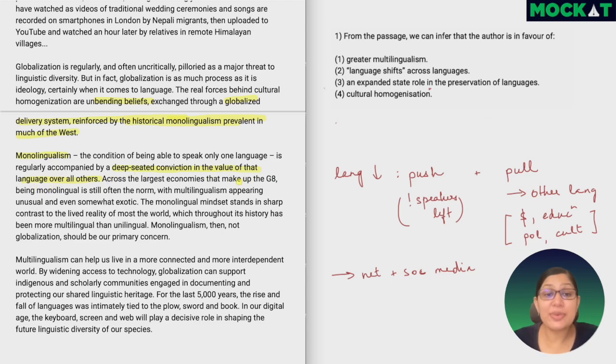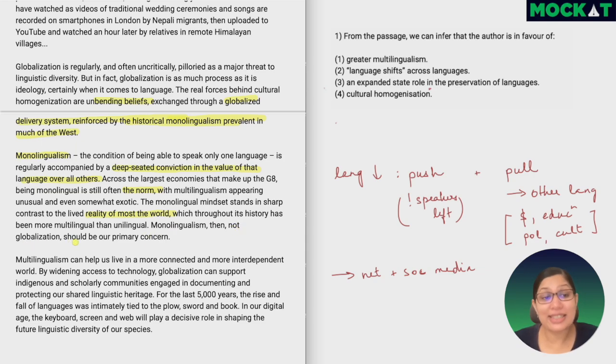Across the largest economies that make up the G8, being monolingual is often the norm, with multilingualism appearing unusual and even somewhat exotic. So this is also something which is normal. The G8 includes the UK, US, France, Germany and others. The majority of those countries are monolingual. The monolingual mindset stands in sharp contrast to the lived reality in most of the world. The reality is that the majority of the world is multilingual. If you think of Asia itself, people are multilingual. In India, people will speak not just their own language and English, but also probably some other language. I, for example, speak Oriya and Hindi, and of course English.